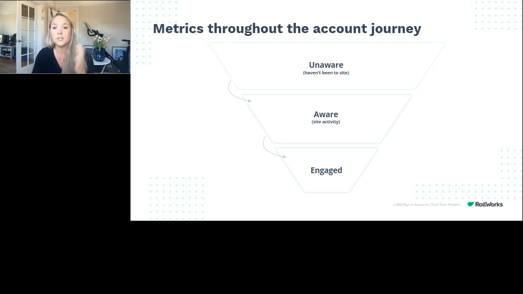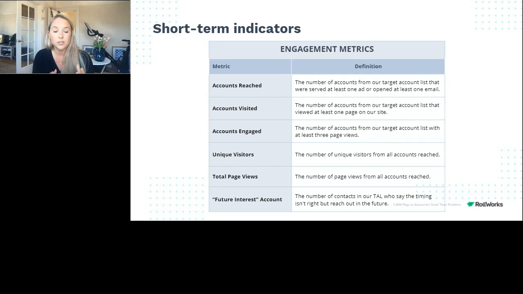And so here are some of those baseline metrics you'll be looking at that are more campaign day-to-day. How am I going to move people through my funnel, right? So you've got things like: how many accounts have you reached? How many accounts have visited your site? How many accounts are engaged? So moving from just visiting and viewing to really engaging with your content offers. Then unique visitors, which is getting back to people versus accounts, and page views. These are all really important.